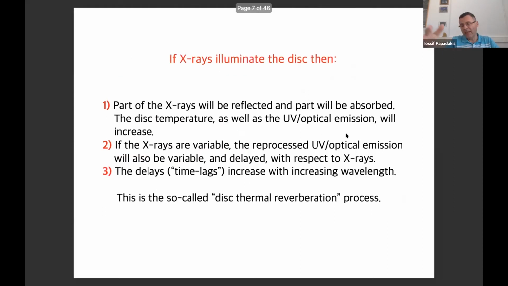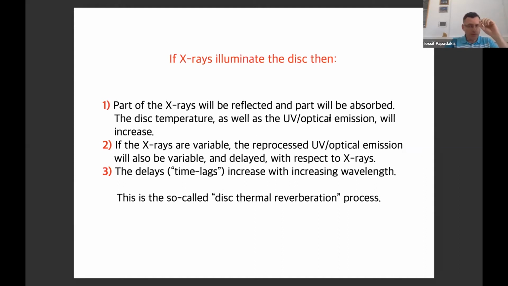But of course, if that's the case, then as I said, part of the X-rays will be absorbed. Some of them will be reflected, but because most of the X-rays will be absorbed, this is an extra source of heating for the accretion disk. So the disk temperature will rise, right? Okay, and so will the UV and optical emission.